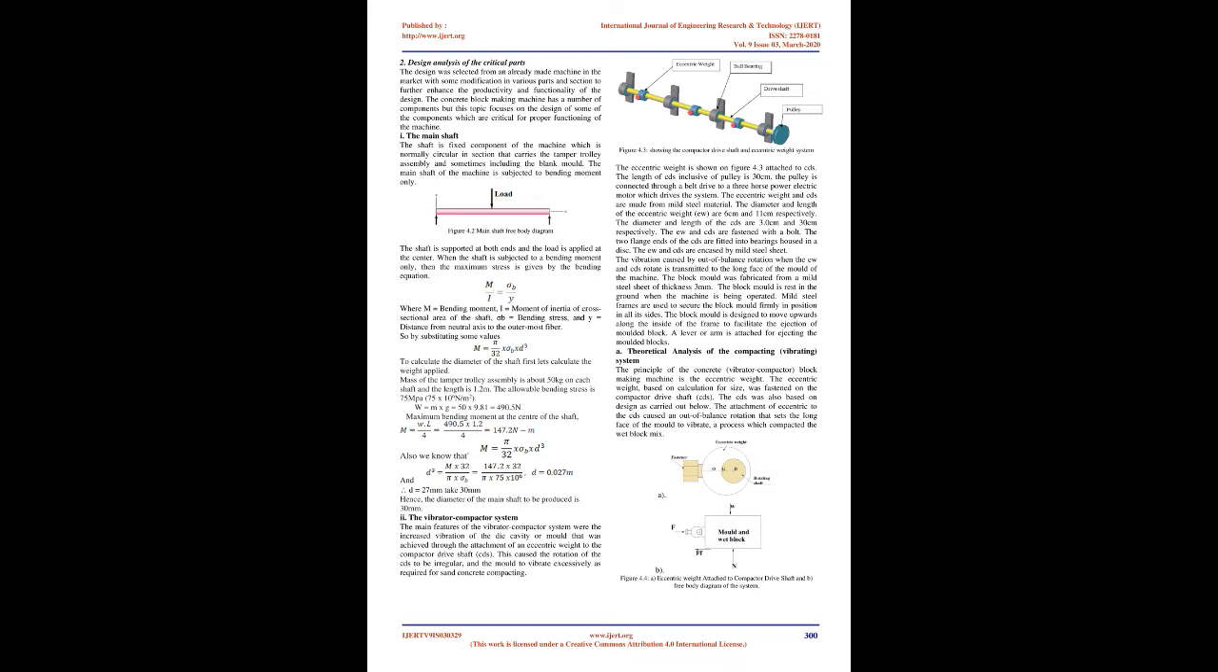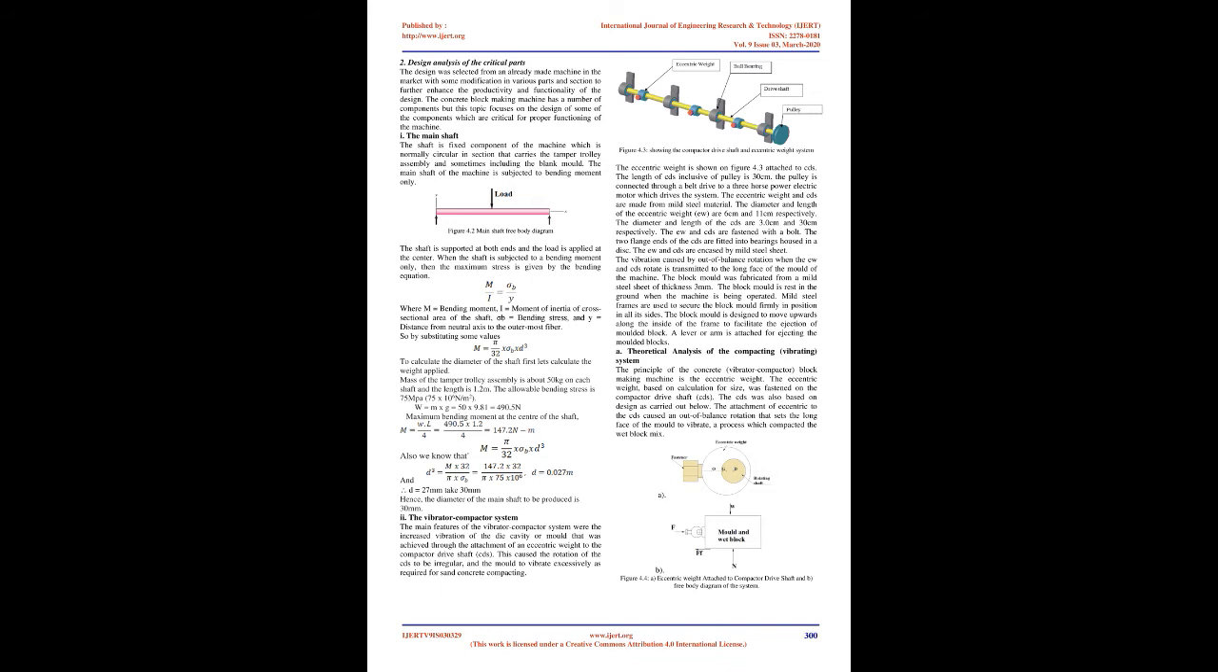Maximum bending moment at the center of the shaft. Also we know that d equals 27 mm, take 30 mm. Hence, the diameter of the main shaft to be produced is 30 mm.